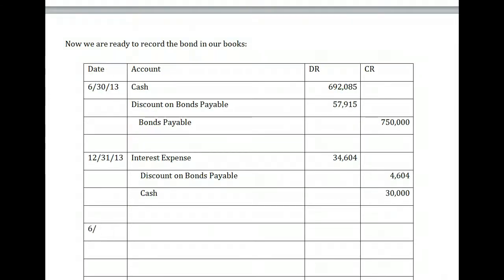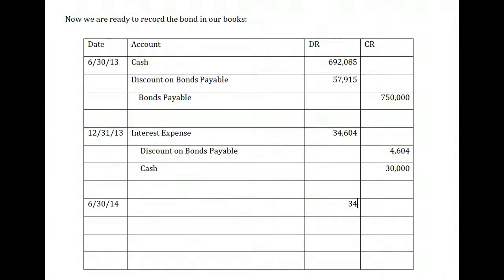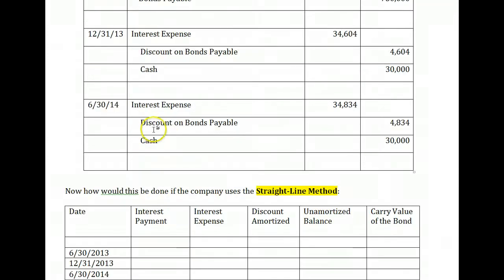All right, so the next interest payment is on June 30th. Again, we do not have to worry about the accrual because our payment was on December 31st, so there would be no interest that was not paid at the end of the year. So June 30th, again, we simply journalize this column. Interest expense would be our debit, $34,834. Again, we know that the interest payment, our cash, is always the $30,000 from that column. So that leaves us with the amount of discount that we're actually amortizing. Discount on bonds payable is going to get amortized for $4,034.